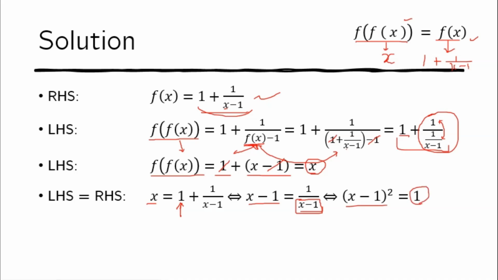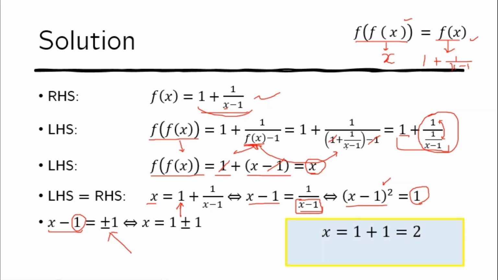And this is a good form, because here we can just take the square root of both sides. And so if we do that, we get x minus 1 on this side, that's the square root of x minus 1 squared. And on this side, the right side, we get plus minus 1. So that's the square root of 1. And we just move this 1 here to the other side by adding 1 to both sides, and we get x equals 1 plus minus 1. And x equals 1 plus 1, so that's the plus bit, it's just 2. And x equals 1 minus 1, it's just 0.